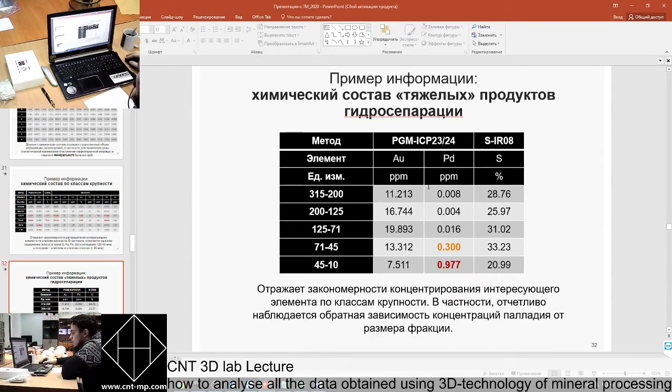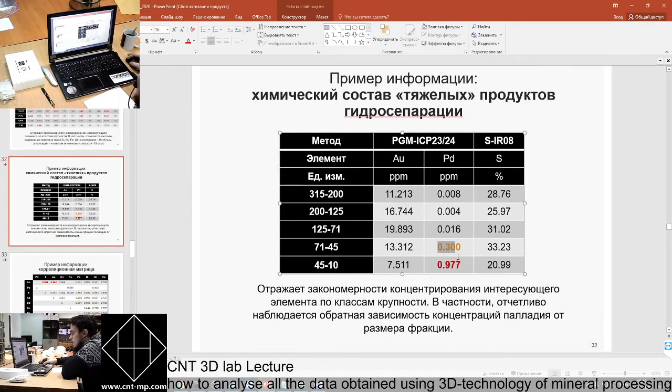The next thing is that we can also analyze waste, the tailings of hydroseparation. For example, in the tails of hydroseparation, there was a very big content of palladium in the finest fraction. So we use a color, we use a special font, and also we use a special size of that font.